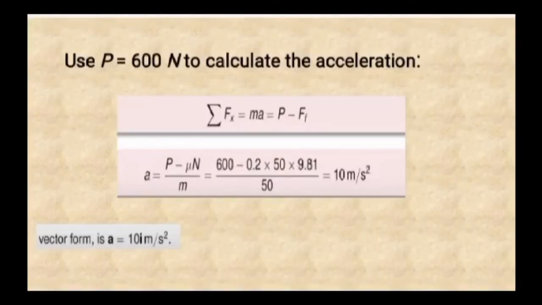So now we use the value of P of 600 newtons in the equation and calculate the acceleration at which this crate will accelerate, and we get a value of 10 meters per second squared. We can write this acceleration in vector form, and because it's only in the x direction, it will only have an i component, so we can write the acceleration as a equals 10i meters per second squared.